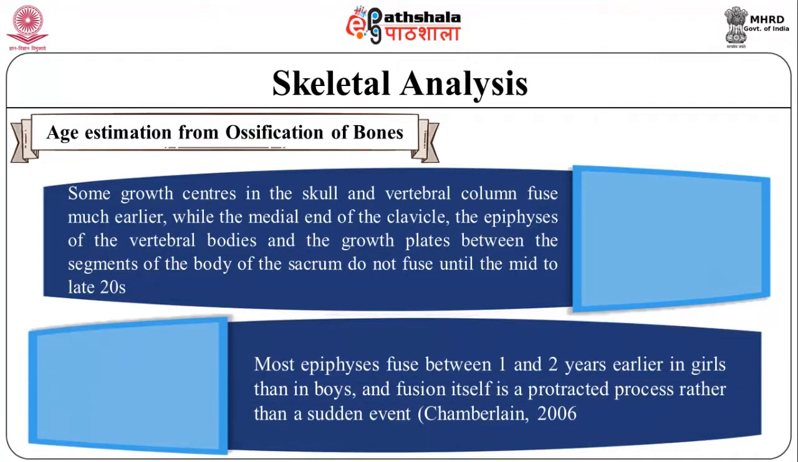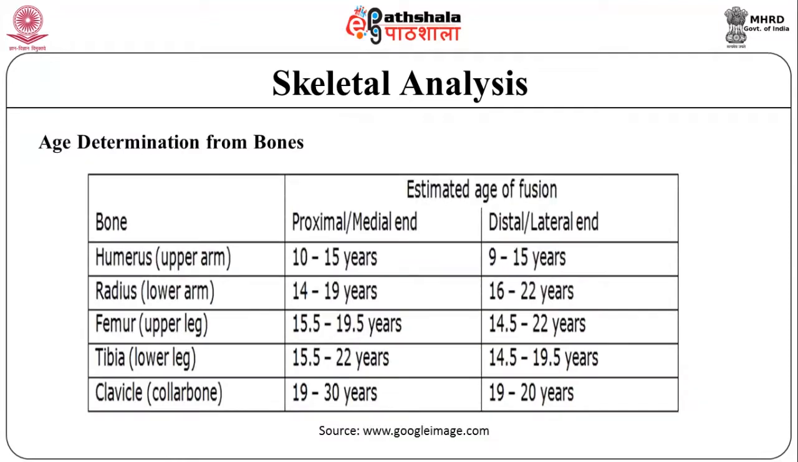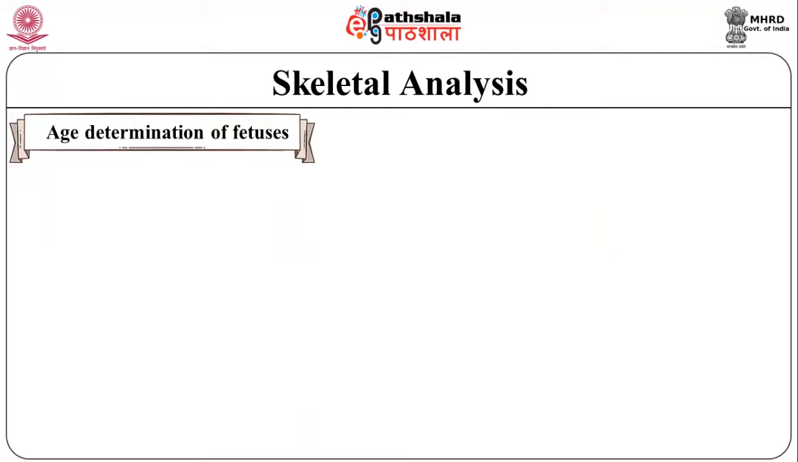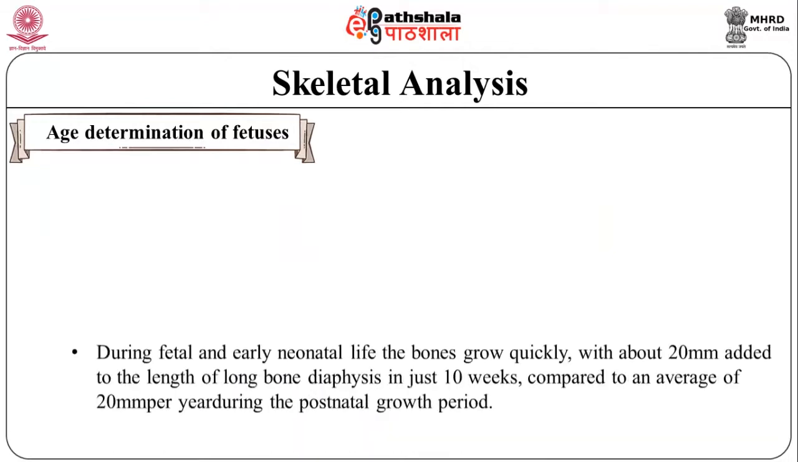Most epiphyses fuse between 1 and 2 years earlier in girls than in boys, and fusion itself is a protracted process rather than a sudden event. This figure shows the age determination from the long bones including the humerus, radius, ulna, femur, tibia and fibula using their estimated age of fusion. Age determination of fetuses needs to be studied.